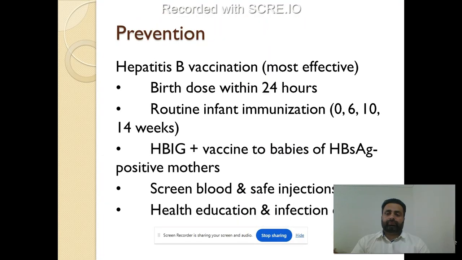How do you prevent it? Hepatitis B vaccination is most effective: birth dose within 24 hours, routine infant immunization at 0, 6, 10 and 14 weeks. HBV immunoglobulin plus vaccine to babies of HBsAg positive mothers. When a baby is delivered and the mother has hepatitis B, you can give hepatitis B immunoglobulin plus vaccine. Screen blood and safe injection, health education and infection control.